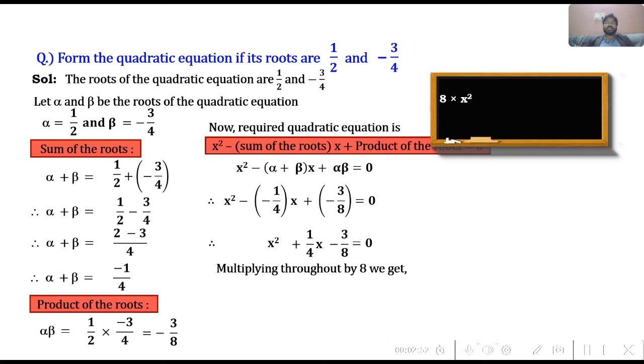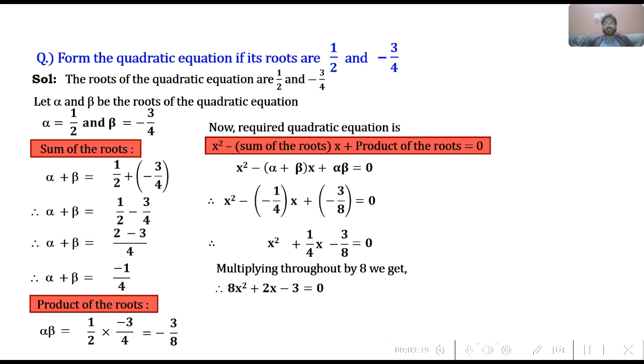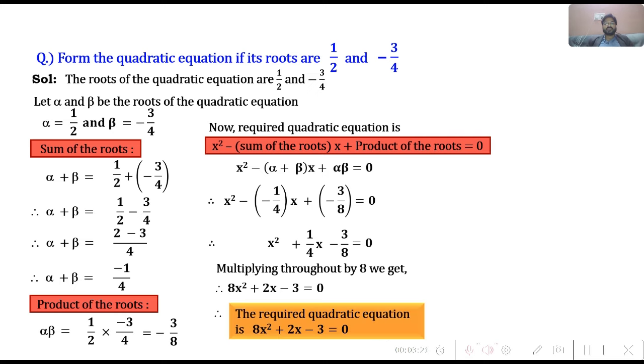So we will get 8x square plus 8 into 1 by 4x minus 8 into 3 by 8, that is 8x square, 4 to 8 cancel. So 8x square plus 2x, 8 cancel, minus 3 is equal to 0. So 8x square plus 2x minus 3 is equal to 0. Required quadratic equation.